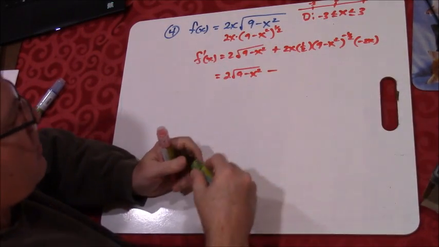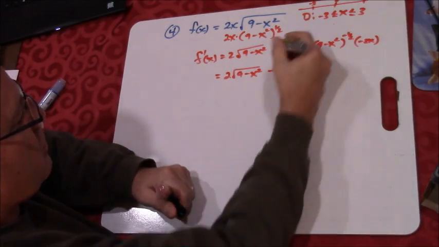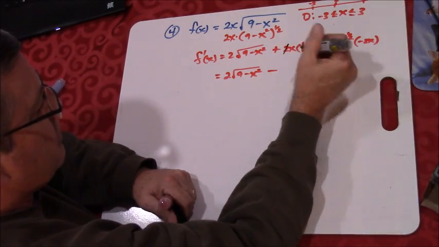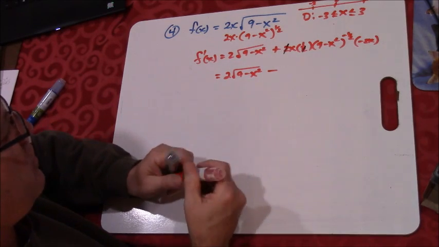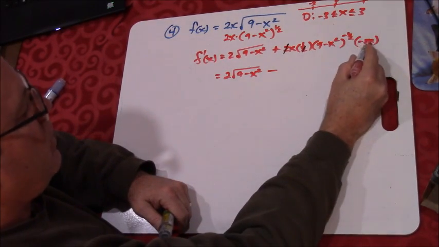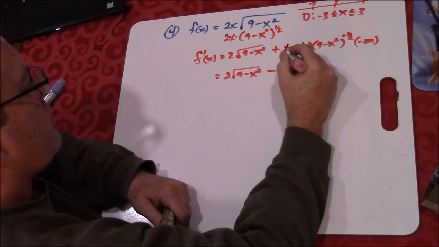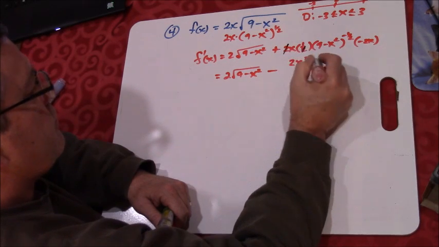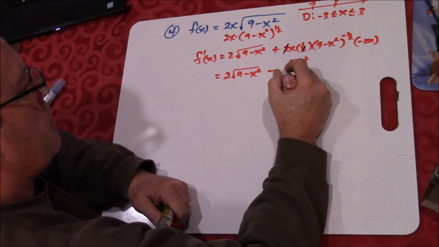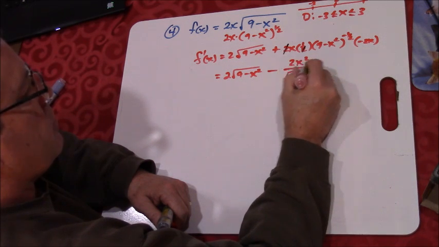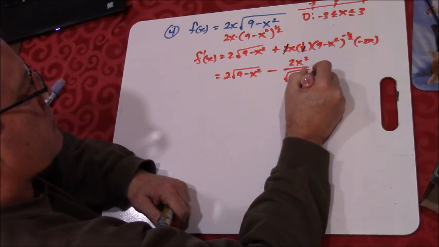This 2 right here will cancel with this 2. And so what I'm left with is 2x squared. Because it's a negative exponent, I've got to drop it below the fraction bar. And so that becomes the square root of 9 minus x squared.